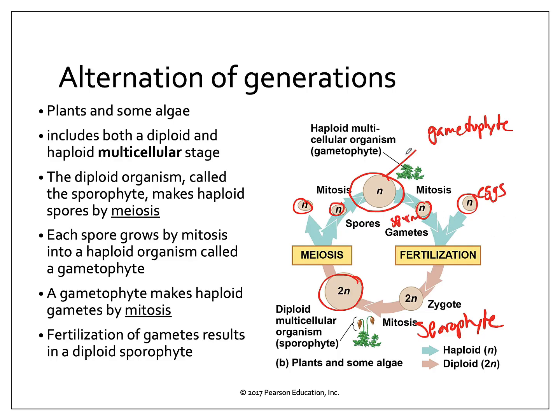You'll go into this alternation of generations in a lot more detail in biology 2, but as far as biology 1, what you really need to know is that animals only have a multicellular diploid stage, whereas plants have a multicellular haploid and diploid stage. So they have two multicellular bodies.